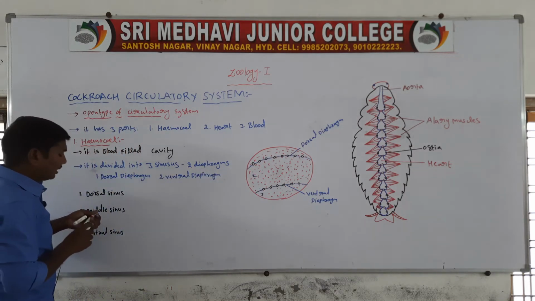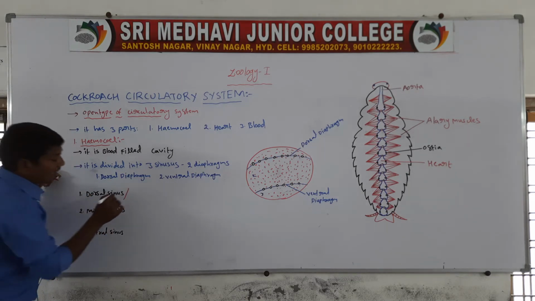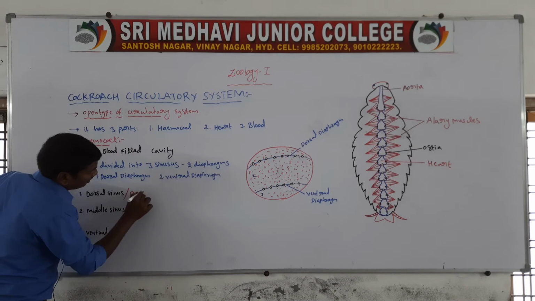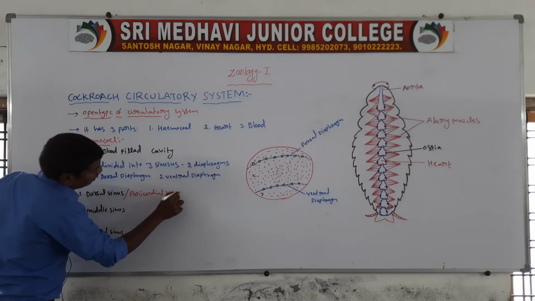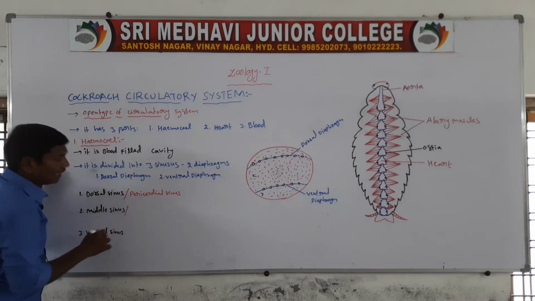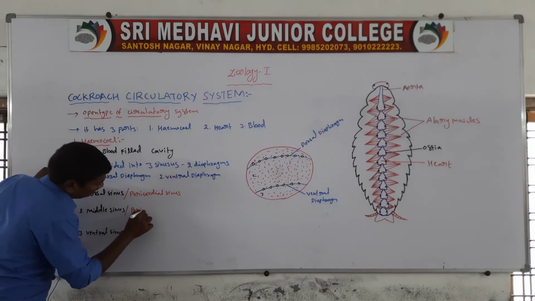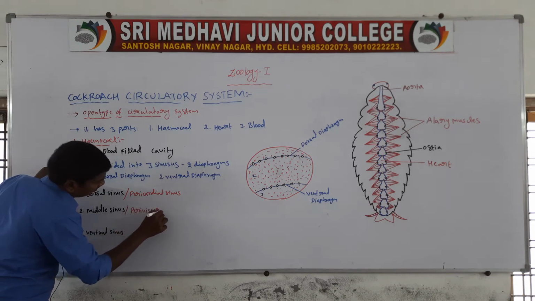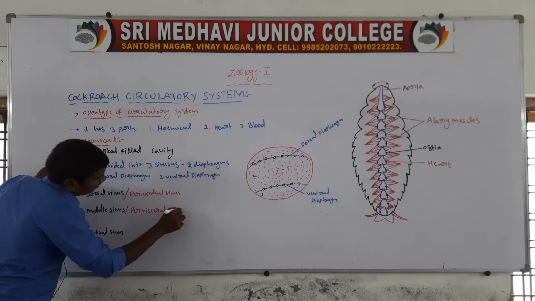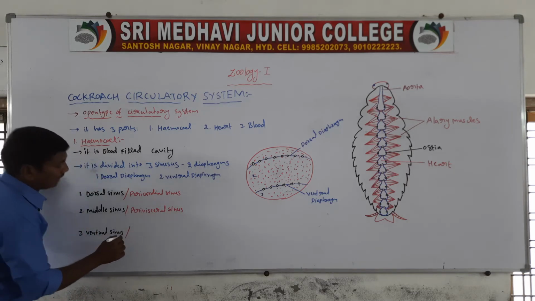The dorsal sinus is also called the pericardial sinus. The middle sinus is also called the perivisceral sinus. The ventral sinus is also called the perineural sinus.